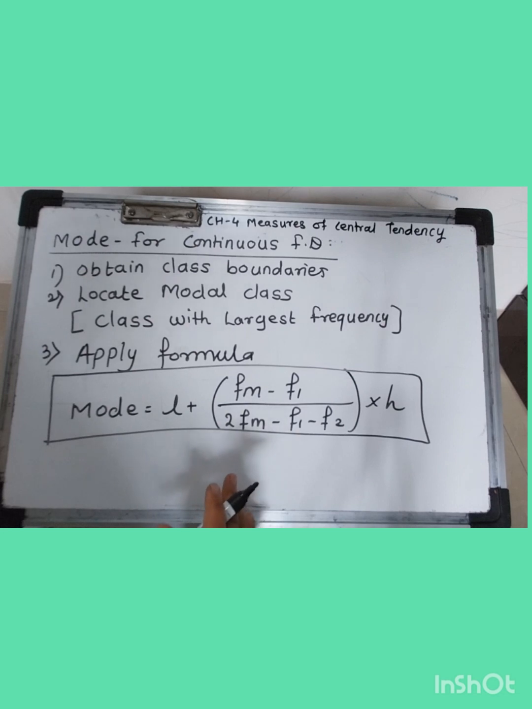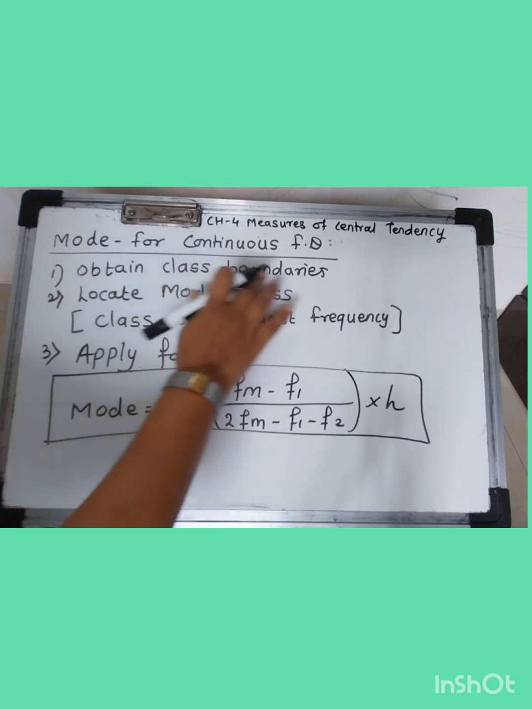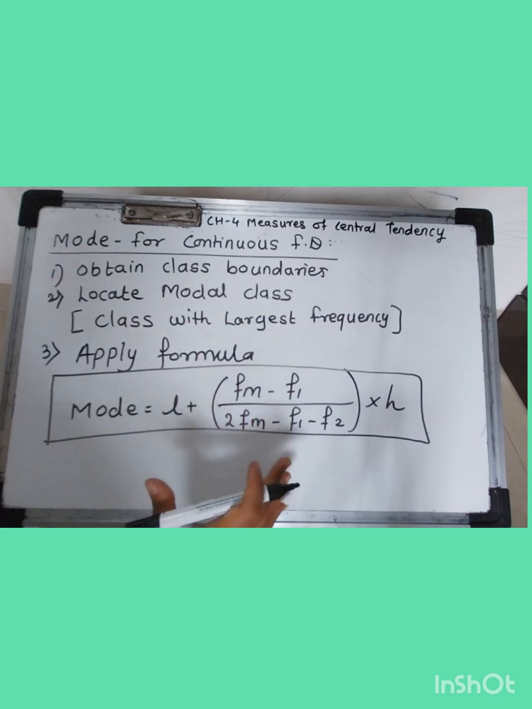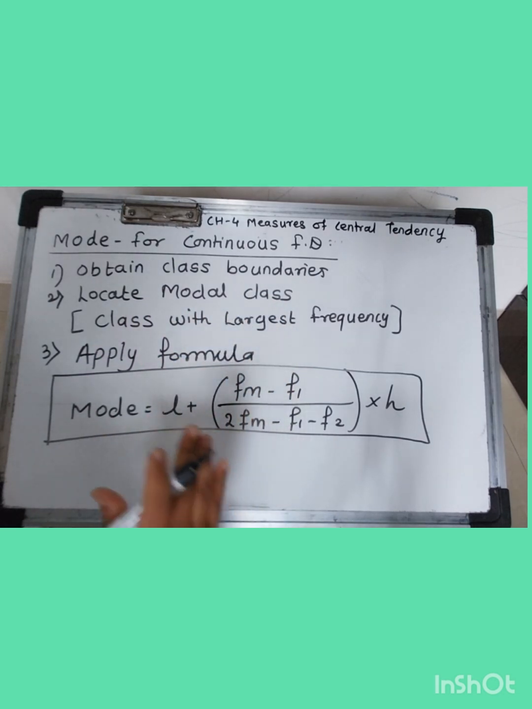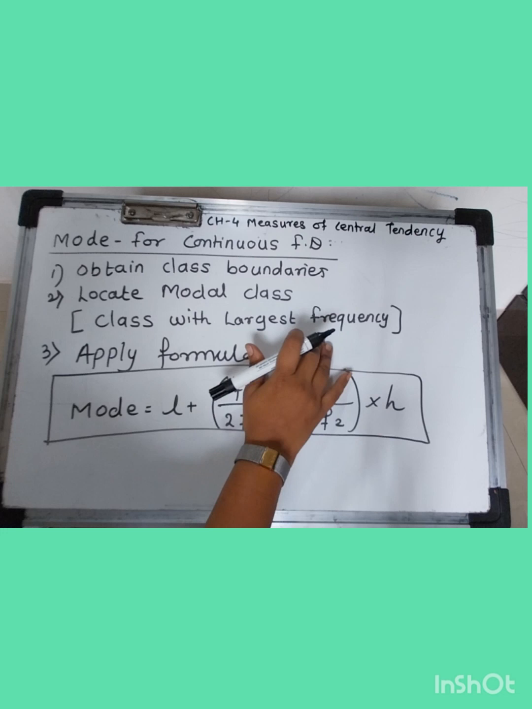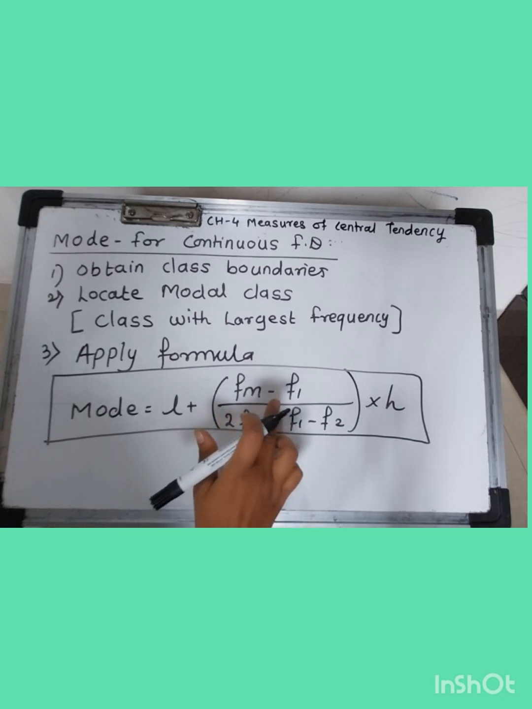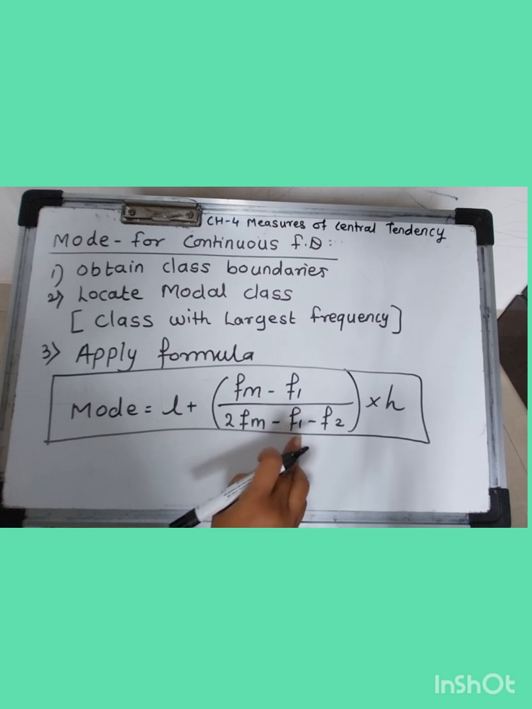First is what? Obtain the class boundaries. Second, locate the modal class. How to locate the modal class? The class with the largest frequency is our modal class. Then apply the formula. What is the formula here? Mode is equal to L plus (fm minus f1) divided by (2fm minus f1 minus f2), into h.